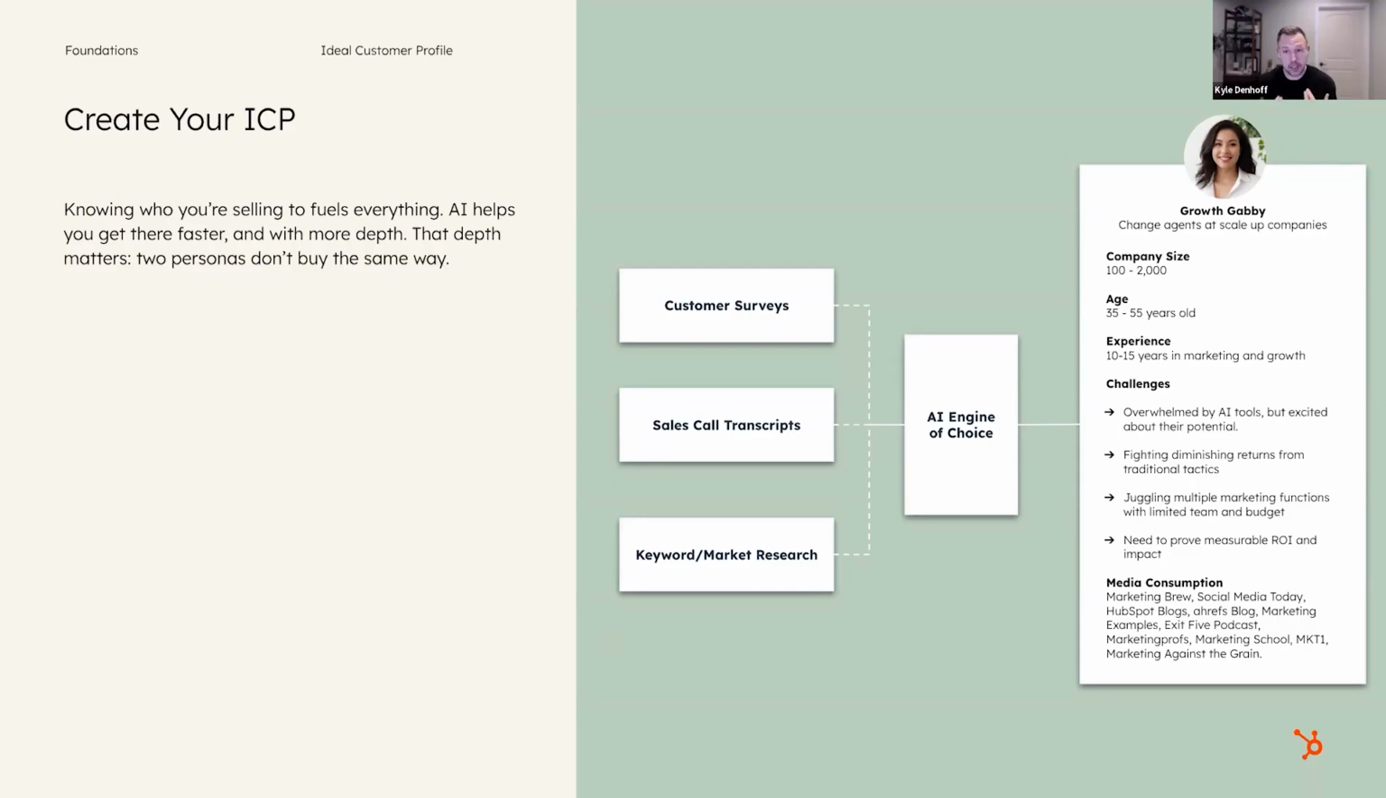Some of us may have like sales tools that record our call transcripts. And then obviously we're doing our keyword research and market research to support us. But all of that data can now go into AI tools, and we can say to the AI tools, whether it's HubSpot or another tool that you have access to, what are the top pain points for the 5 customers I just spoke to last week? And then it can start to surface what are their pain points, what's their job description, what industry are they in. And that's what you're seeing on the far right here. This is Growth Gabby. This is actually HubSpot's ICP.